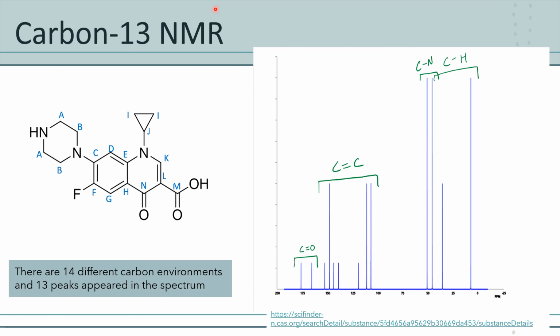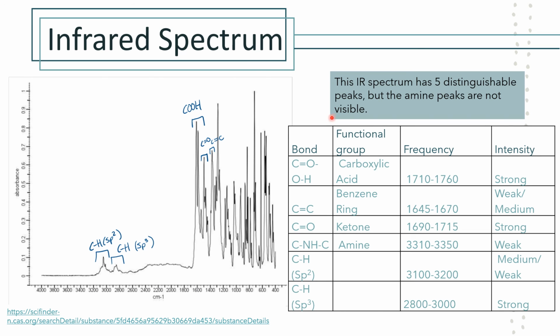Lastly, we have an IR spectrum sample. For ciprofloxacin, we have a C double bond C peak from the benzene ring, a C double bond O from the ketone, a COOH peak from the carboxylic acid, some CH peaks here, the sp3 peak, and an sp2 peak from the benzene ring and pi bonds.